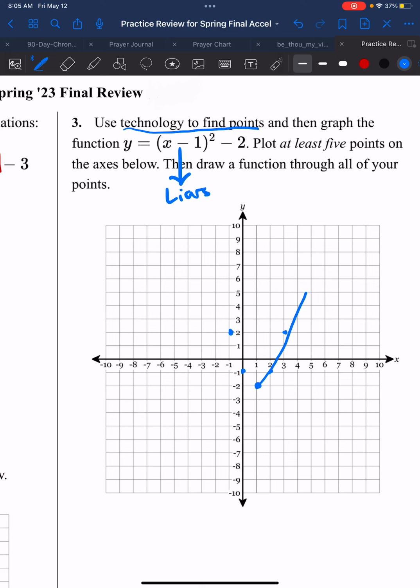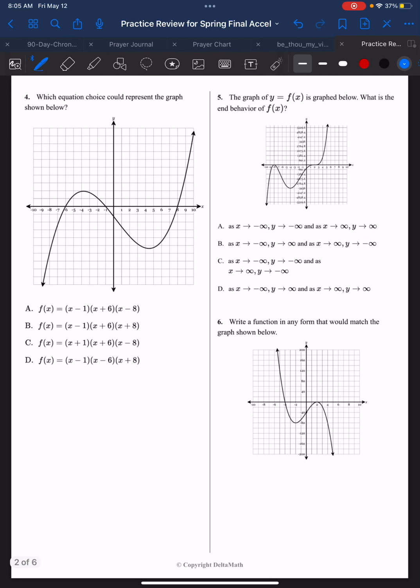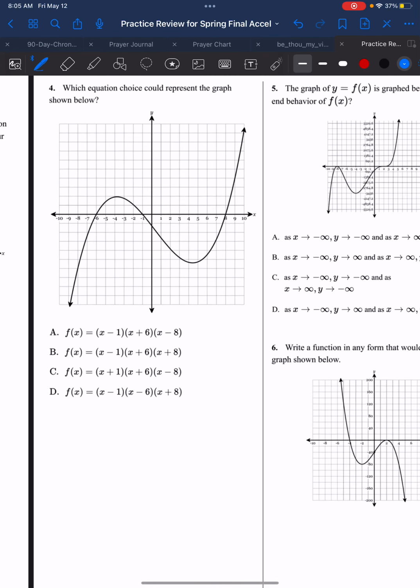Oops. And if you don't have me in class, you probably don't know that I cannot draw to save my life. So the nice thing is if you had to do this by yourself on Delta Math, it would do it for you. But the beautiful thing is this final is completely multiple choice.